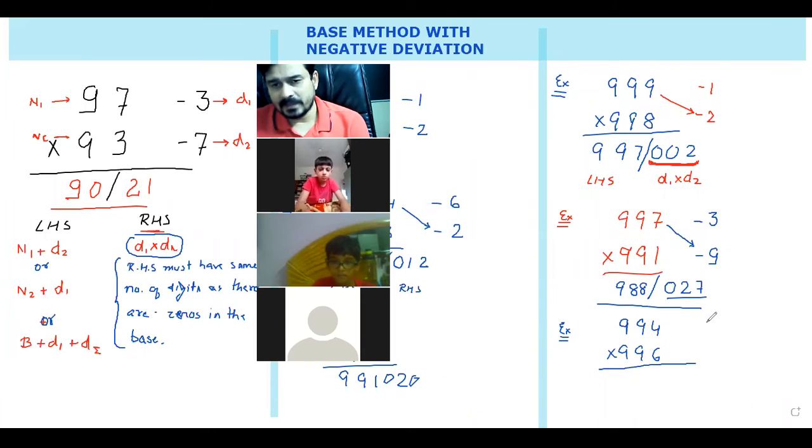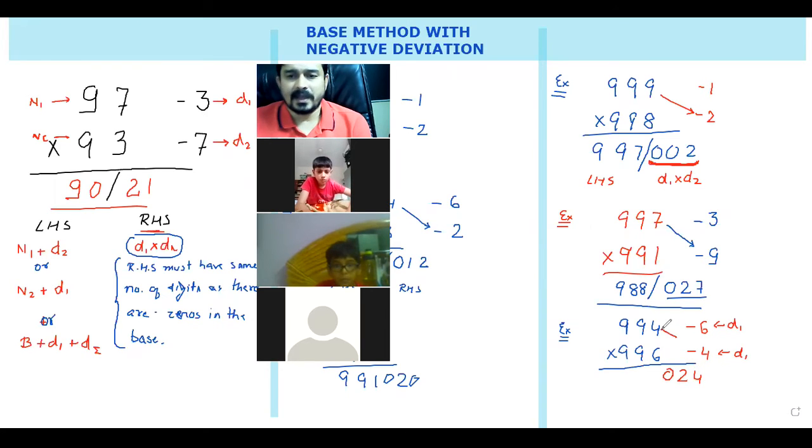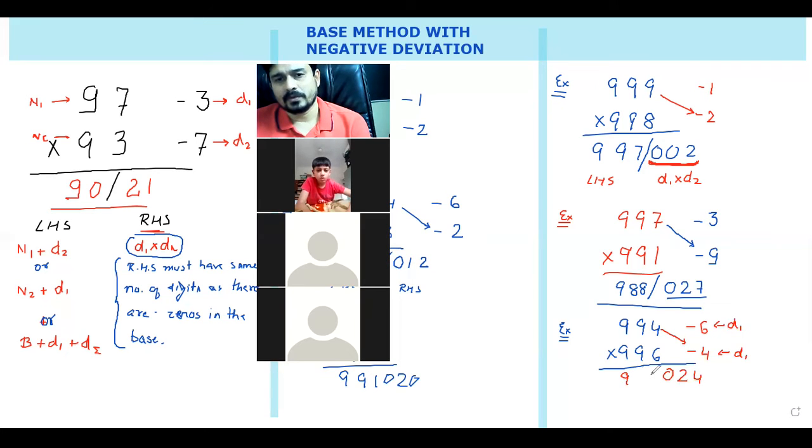This is minus 6 and minus 4. Deviations are minus 6 and minus 4. For RHS, I will multiply both of them. 6 times 4 is 24. So I will write 024. And then for LHS, I will subtract 4 from this number. So I will get 990. So the correct answer is 990024. So now I got a mistake. I accidentally added it instead of subtracting it. Yeah, I got that.